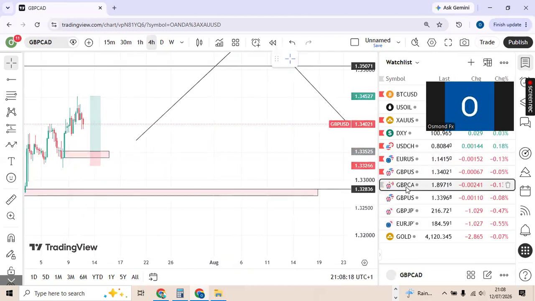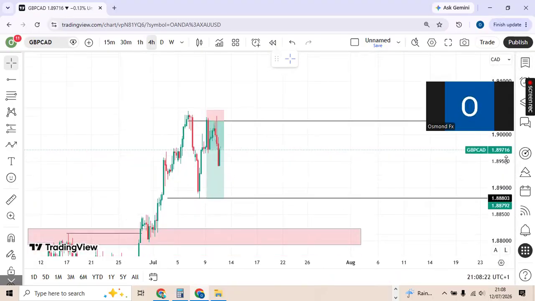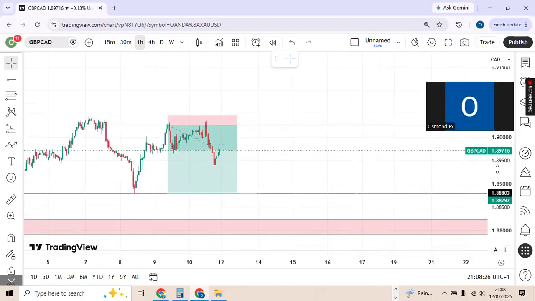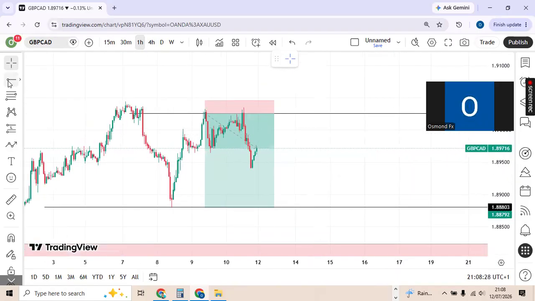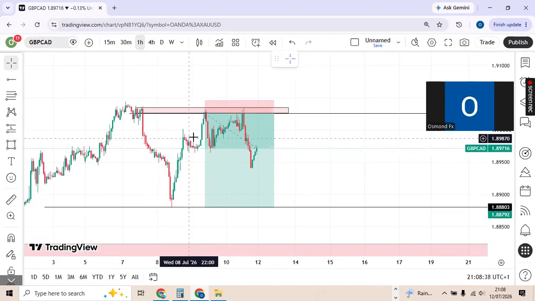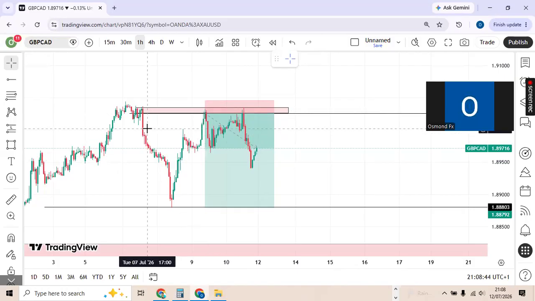So guys, let's head over to GBPCAD. On GBPCAD, I sent out this sell trade to my community. You can see the trade here. When the price was around here, I waited for the market to come back to this supply zone for the market to start selling.